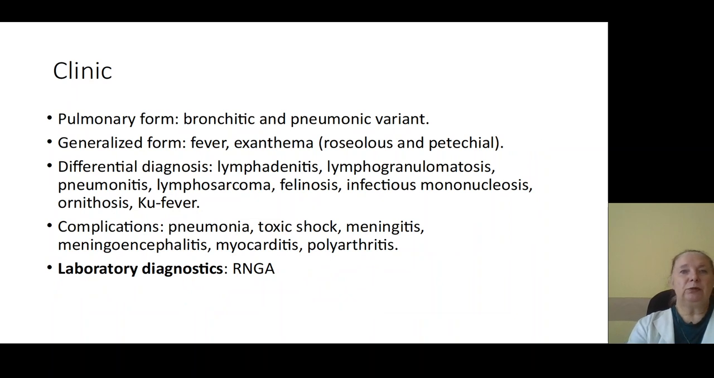So pulmonary forms: bronchitis and pneumonic variant. The bronchitis variant is characterized by symptoms of bronchitis, dry cough, or productive cough with pleural and sputum. The pneumonic variant is characterized by dyspnea and formation of infiltration in the lung, interstitial pneumonia, dyspnea, acrocyanosis, and increasing of pulmonary lymphatic nodes.